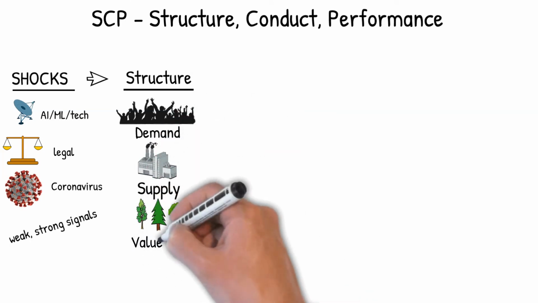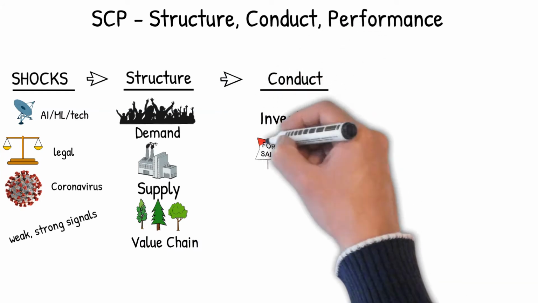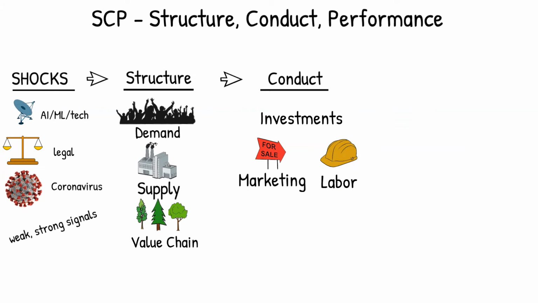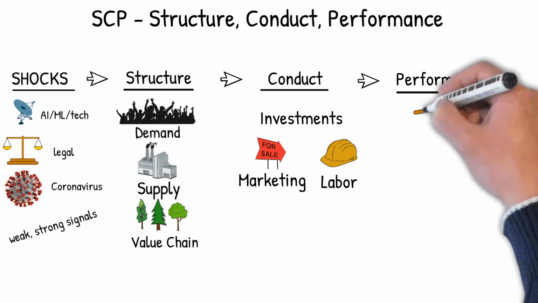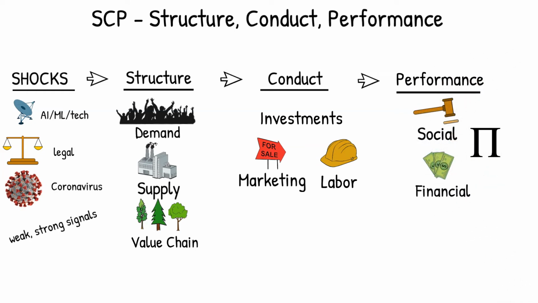That then leads to conduct of firms changing. They start investing in certain technologies. They start changing their labor policies, or they start marketing differently. That change in the conduct leads to changes in performance. Some firms win, some firms lose. That performance can be at the social level or the financial level. The question becomes, how does one use this model or this framework in creating an artificial intelligence approach?